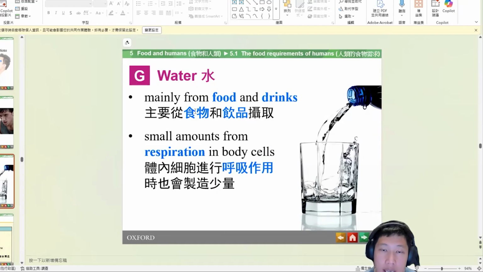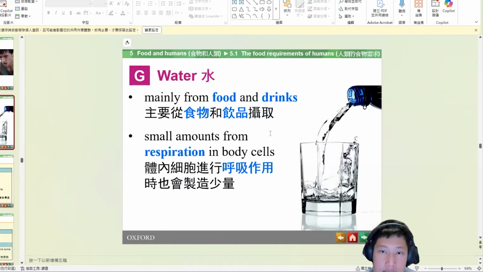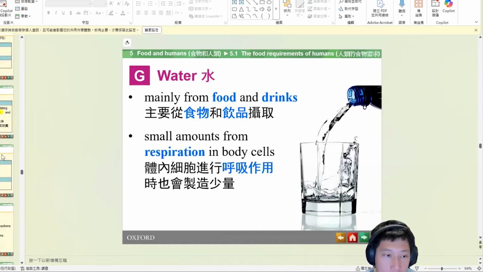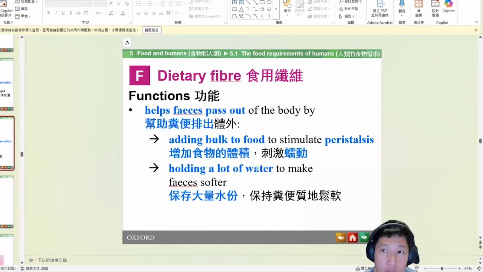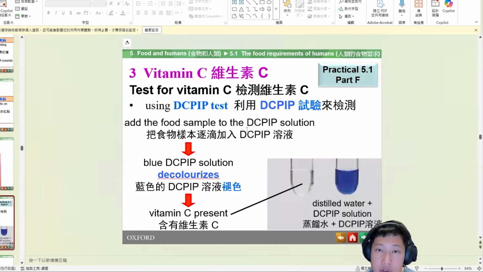And we can mainly obtain water from food and drinks. A small amount comes from the respiration in our body, but mainly it is from the food and drinks. So in this case, we have already gone through the whole part of 5.1. And later on, in the next lesson, we will work on the food tests together. And I hope you can get a brief idea on why we need to use the food tests, or how we can use the DCPIP solution to test the amount of vitamin C.